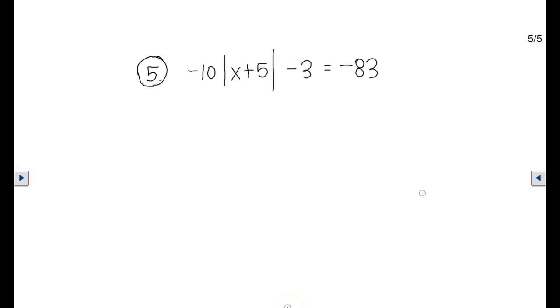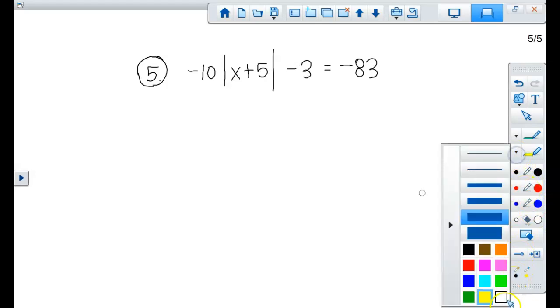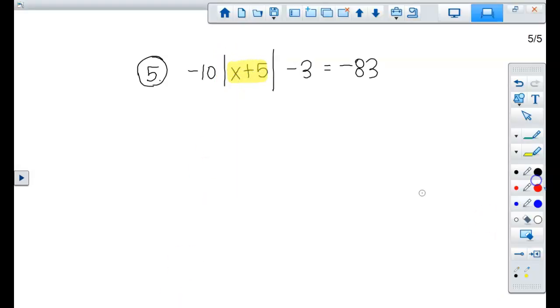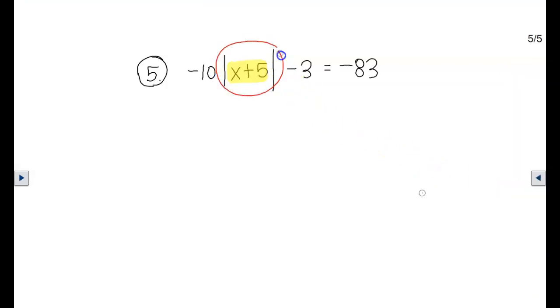So we have negative 10 times the absolute value of x plus 5, minus 3, is equal to negative 83. So let's get our eyes on the absolute value. What are we taking the absolute value of? We're taking the absolute value of x plus 5. So we're interested in how far that is from 0. So that means this is my distance. That absolute value is my distance.